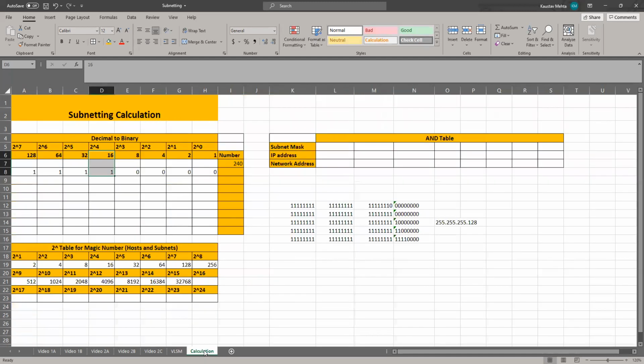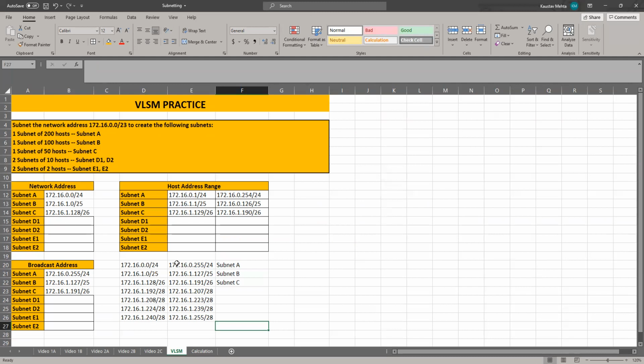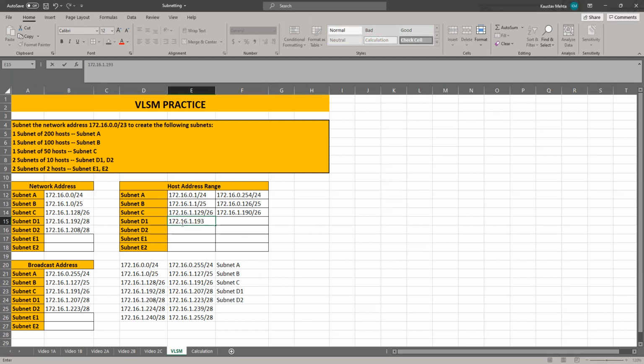So coming back to our table, we are left with four host bits, which we calculated previously, which gives us 2^4, which is 16, minus 2, which is 14, and satisfies our 10 hosts requirement for subnet D1 and D2. So let's take these addresses in, plot them down, and name this subnet D1 and this subnet D2. Our range for D1 would become 172.16.1.193 all the way to 172.16.1.206/28 for both.